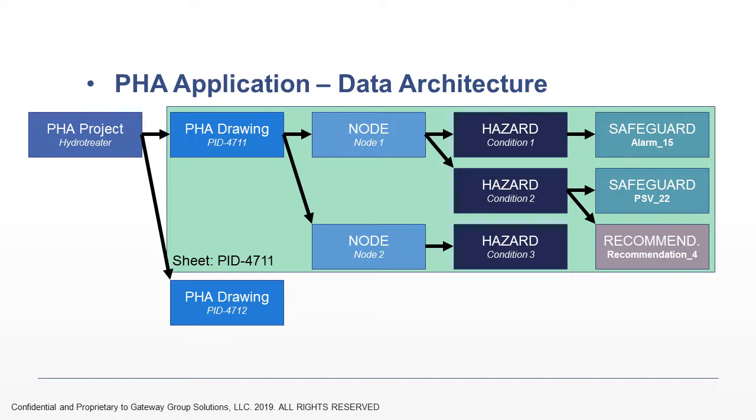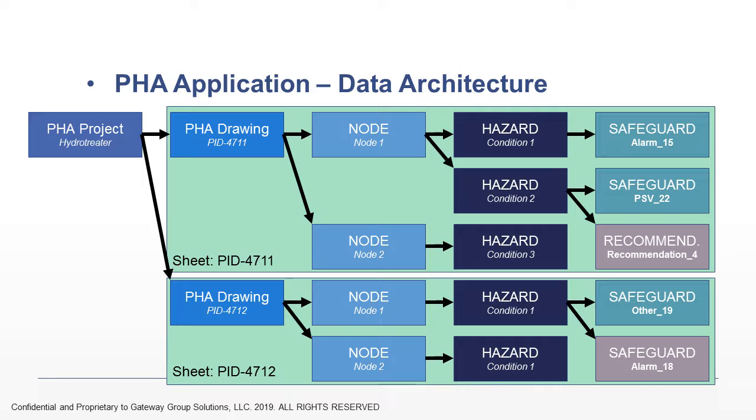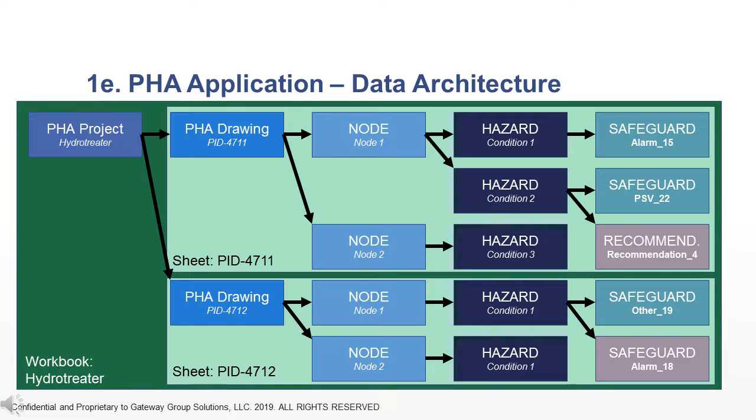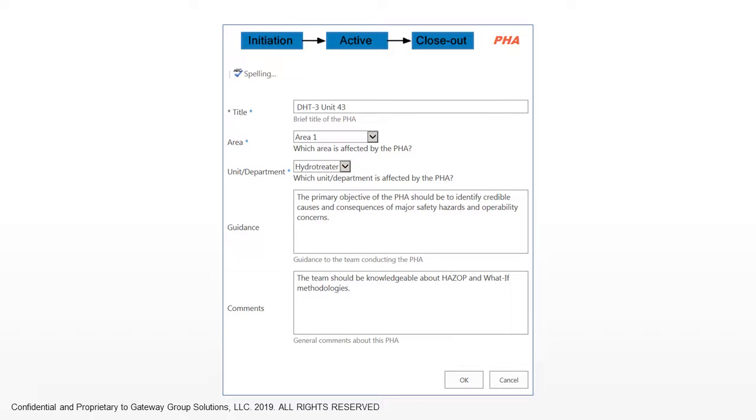Here we see all the data for PID 4711. Here's all the data for PID 4712. And finally, these sheets all appear in an Excel workbook for the hydro treater in this example. So now that we understand the model, let's see what this looks like in FACILEX.